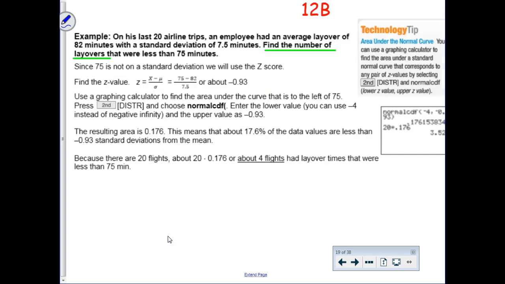This question is on there. There we go. Okay, we have 20 airline trips. Oh, this would have been perfect before break. Okay, so 20 airline trips.